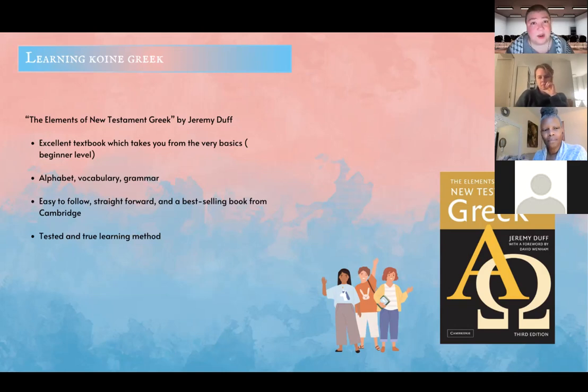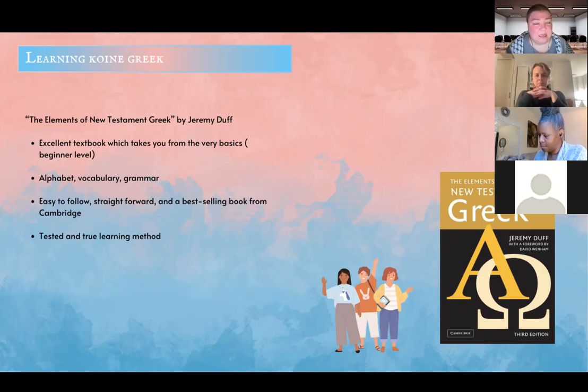This was the textbook that I used myself at university when learning Greek. There are also other books and resources as part of Duff's Greek series, for example, vocabulary cards and listening materials. But again, this book is the one that you'll really need.